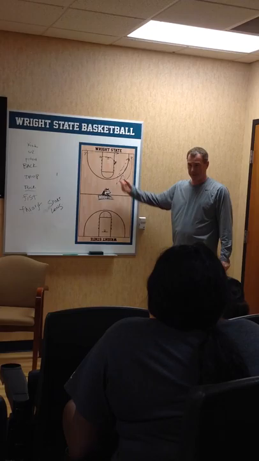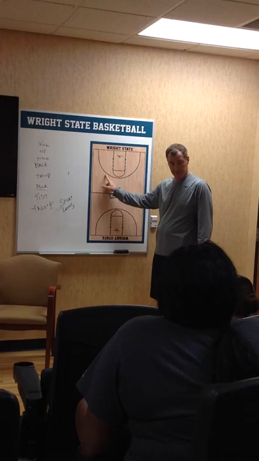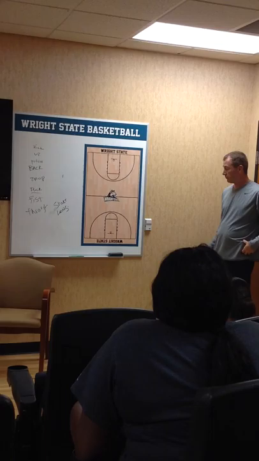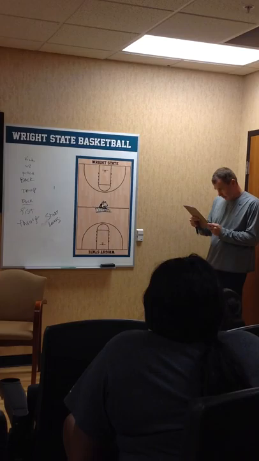Where do you put your offset wing at? Or high post? They're right like this. Okay, so they stay like open window. I guess that's okay, the open window. Okay, so that's terminology. Any questions about that?